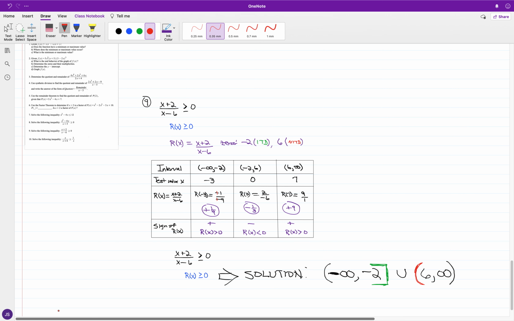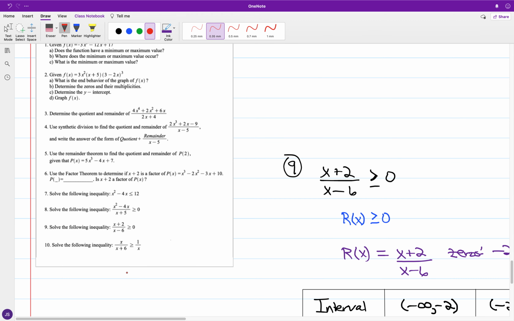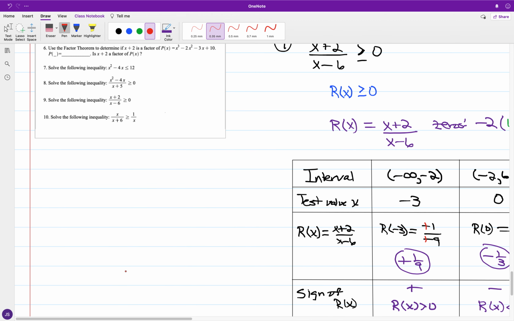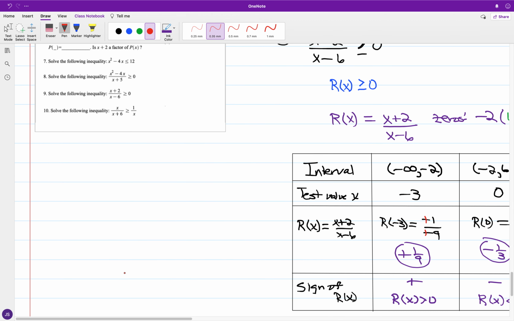Now in the case of number 10, we have a comparison inequality, where we have the comparison between ratios. For this one, it's a little bit long-winded in looking for the solution. So again, we have x over x plus 6 is greater than or equal to 1 over x.